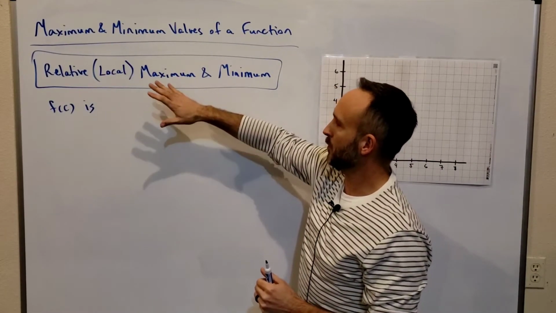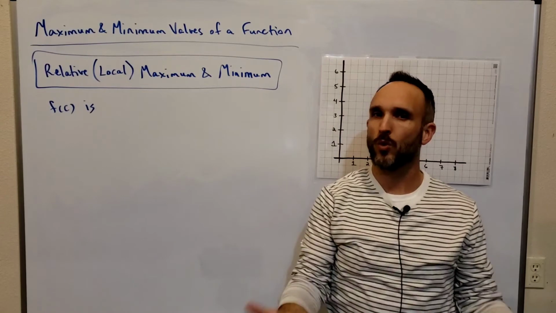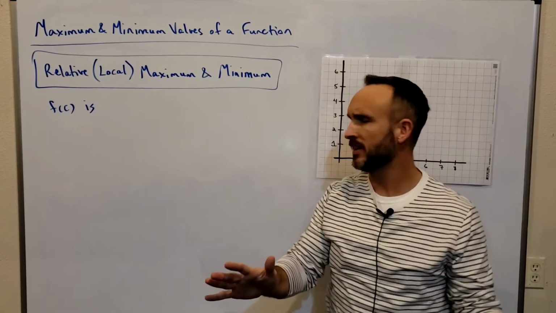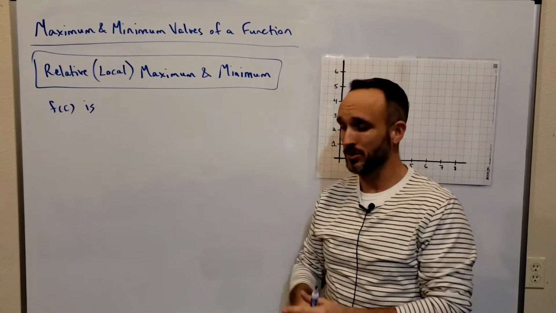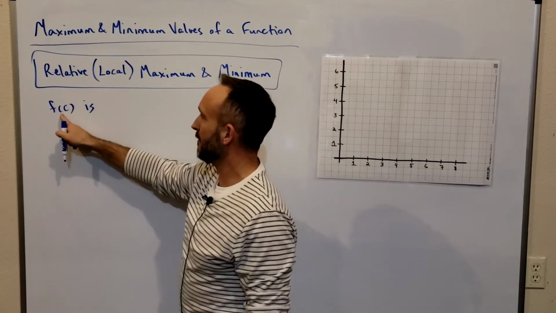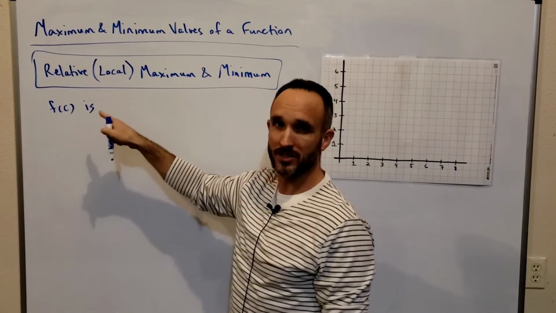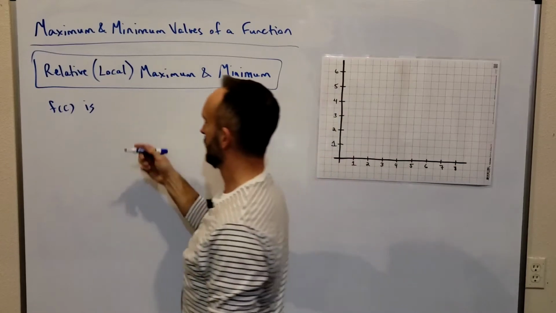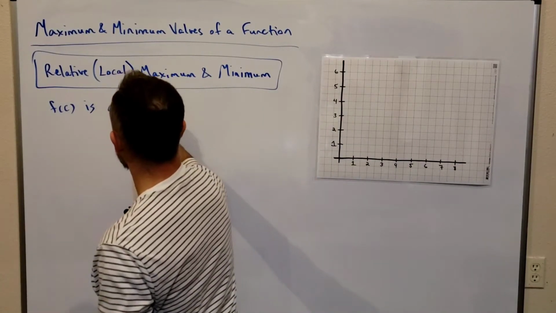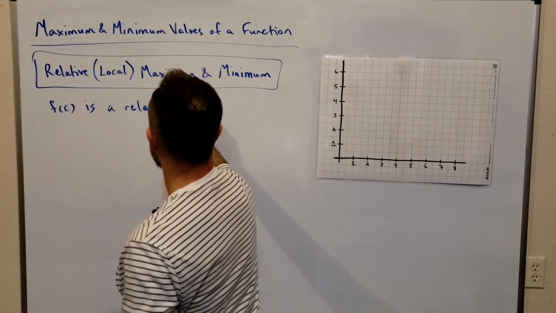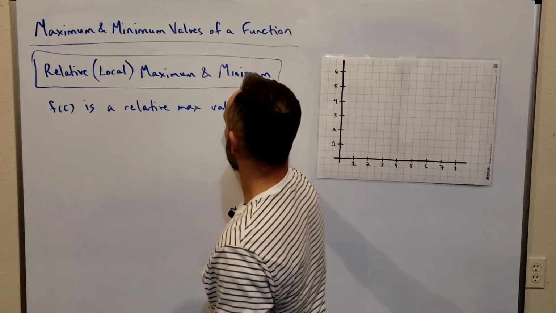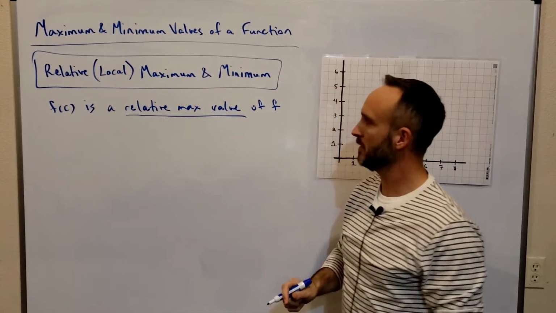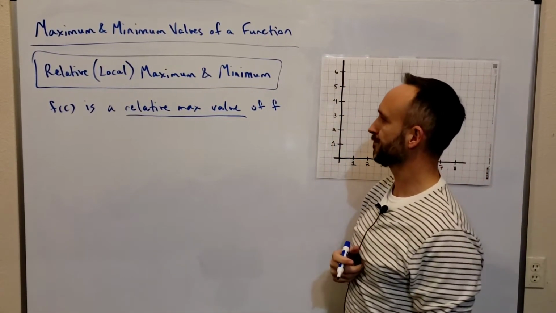Relative maximum and minimum, you could have more than one of each. Okay? You may not have either of either. Sorry about that. But you could have more than one also. So now we don't say f of c is the relative maximum value. We say f of c is a relative maximum value of f. And again, this is a definition of relative maximum value.